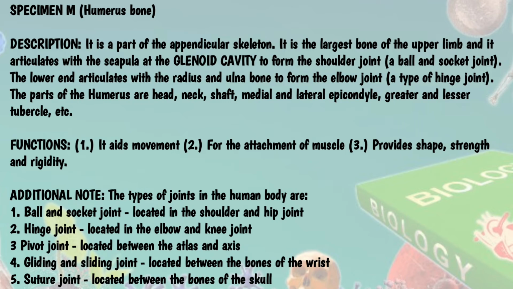So we have ball and socket, we have hinge, we have pivot, we have gliding, and we have suture joints. So these joints are found in, for example, the ball and socket joint in the shoulder and the hip joint. Then the hinge joint in the elbow and then the knee joint. The pivots are located between the atlas and axis. Then we have gliding and sliding, which are located between the bones of the wrist. Just touch your wrist, the bones found there have gliding and sliding. And last, we have the suture joint. We also call that joint an immovable joint. So that's that for the humerus.